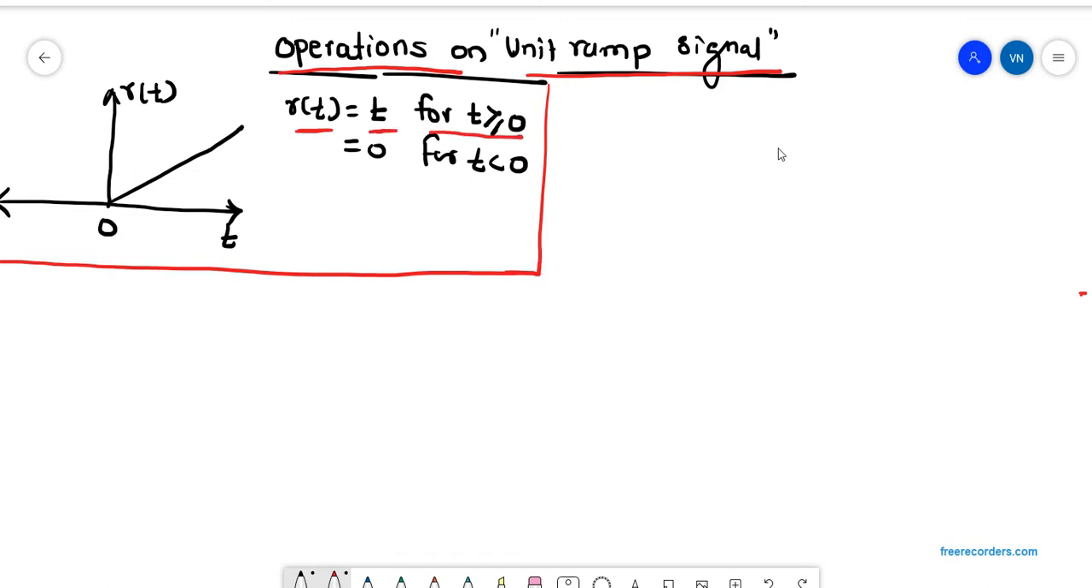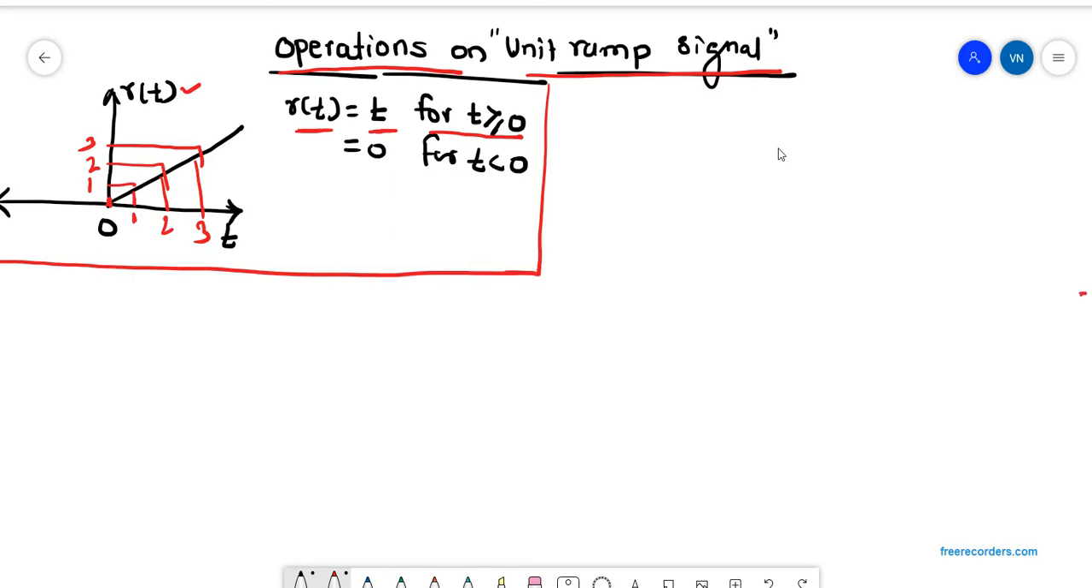The meaning of this is nothing but that the signal of R of t starts from 0 onwards. Whatever the time is, you will get the same amplitude. For 0 time, you get 0 amplitude. For 1, you get 1 amplitude. For 2, you get 2 amplitude. For each and every time, I am getting the same amplitude. So R of t is nothing but time equal to amplitude.